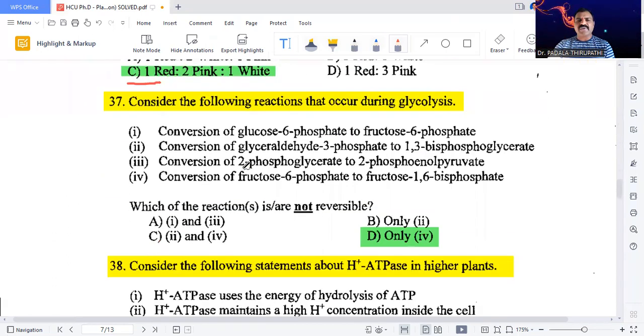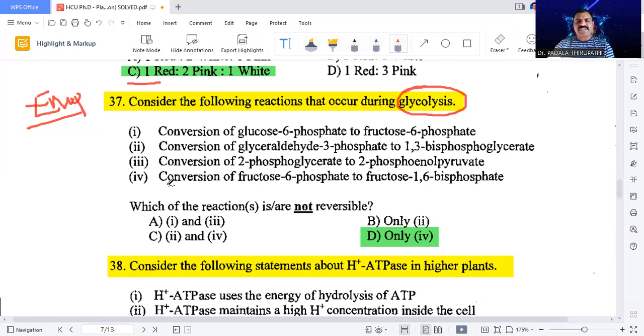And then consider the following reactions that occur during glycolysis. Glycolysis is observed in the cytoplasm of all living organisms, whether prokaryotic or eukaryotic. Embden-Meyerhof-Parnas, EMP. So glycolysis is also called the EMP pathway.